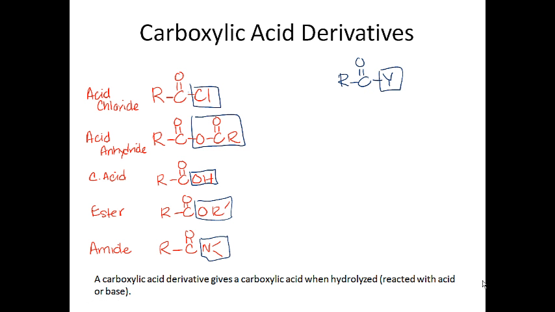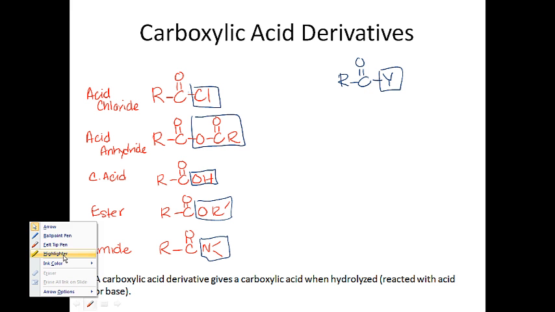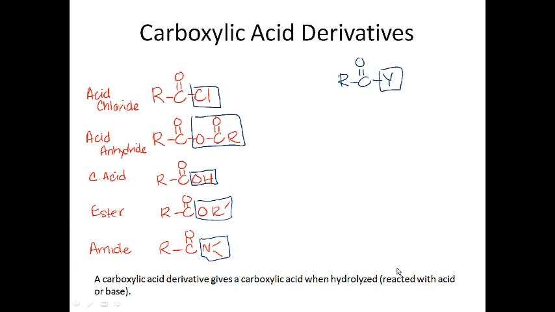Okay, today what we're going to do is talk about naming and start looking at some of the preliminary reactions of the carboxylic acid derivatives. So first, the definition of a carboxylic acid derivative is one that gives a carboxylic acid when it's hydrolyzed. And a hydrolysis reaction is when you react with either H plus and H2O or hydroxide and H2O. Those conditions are called hydrolysis.